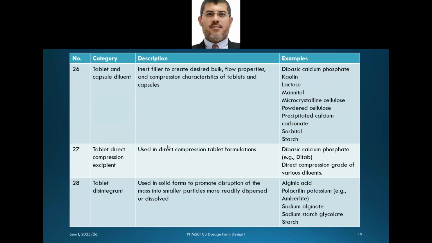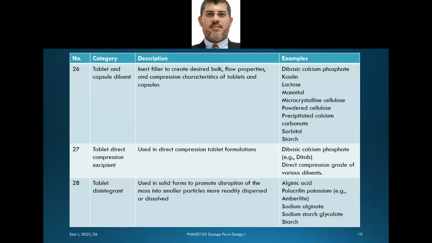Another functional category is tablet and capsule diluent, and this is an inert filler to create desired bulk, flow properties, and compression characteristics of tablets and capsules. What does this mean? It means I add it to the drug substance when I want to make a tablet. To create the desired bulk means to make the tablet weight the required weight.